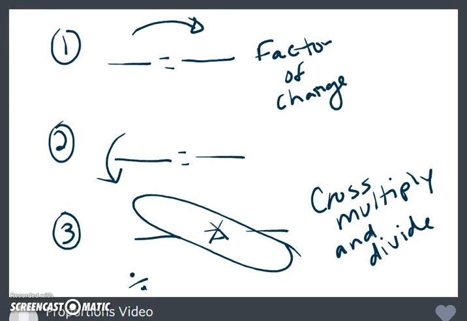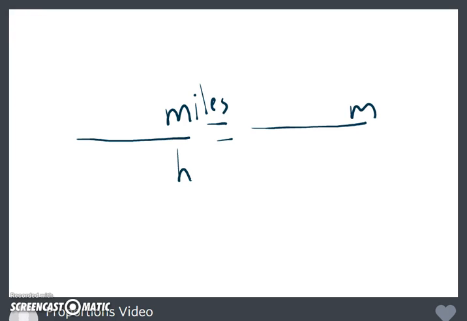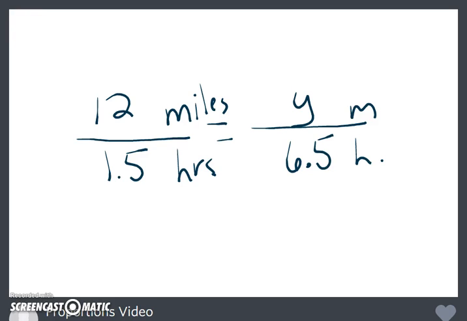Okay, so I'm going to give you one more. I'm going to give you one where we have a number, and I'm going to just go ahead and label it miles and hours. Okay, this time, if I have 12 miles in 1.5 hours, or 1 5/10 hours, how many miles, that means the x or the y, the variable is going to go here, and then how many miles can we go in 6 and 5/10 hours.